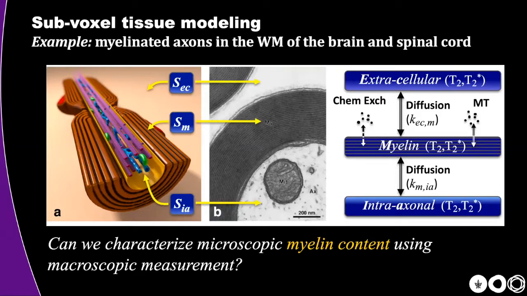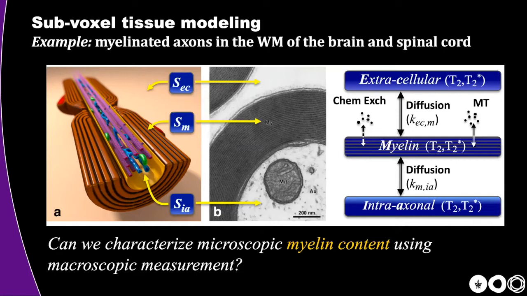Many tissues don't have that, but when we do have internal order, we can model the tissue to have several compartments. And the picture, of course, becomes very complicated because now every compartment has its own T2 value, has its own T2 star value. There's magnetization transfer between the cell membranes and the water pools. There's diffusion to take into account or chemical exchange. So all of these come into effect and need to be considered when looking at sub-voxel models.